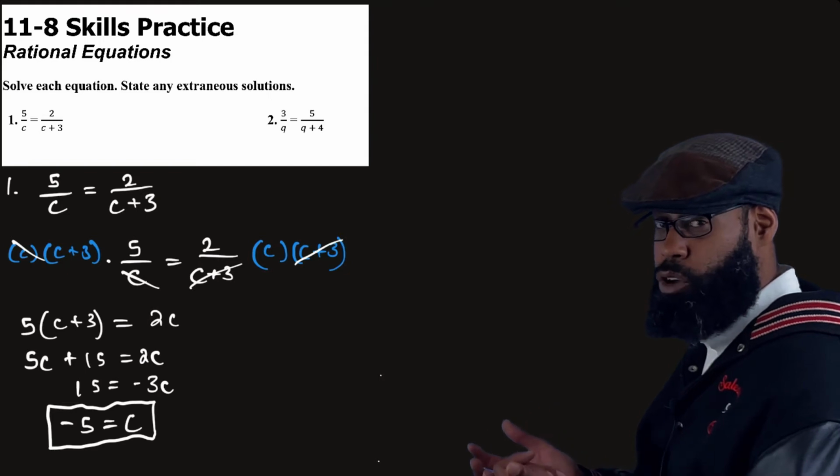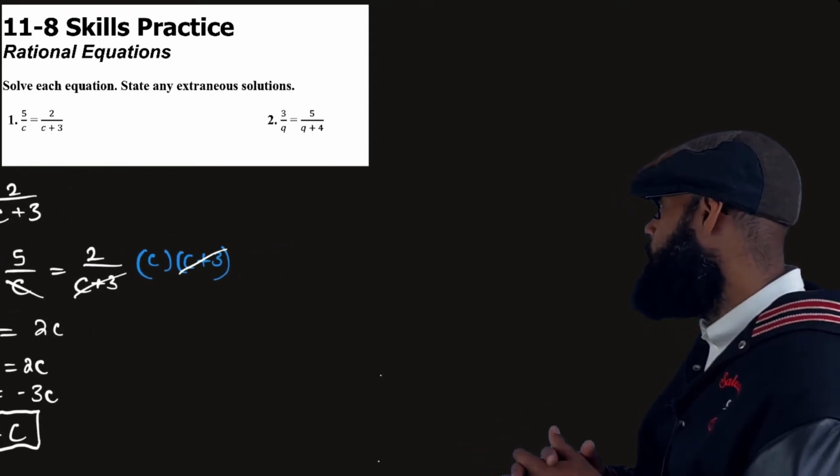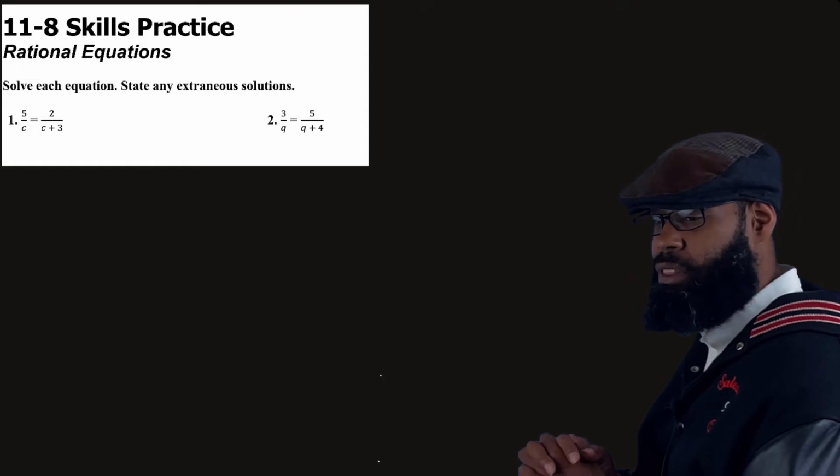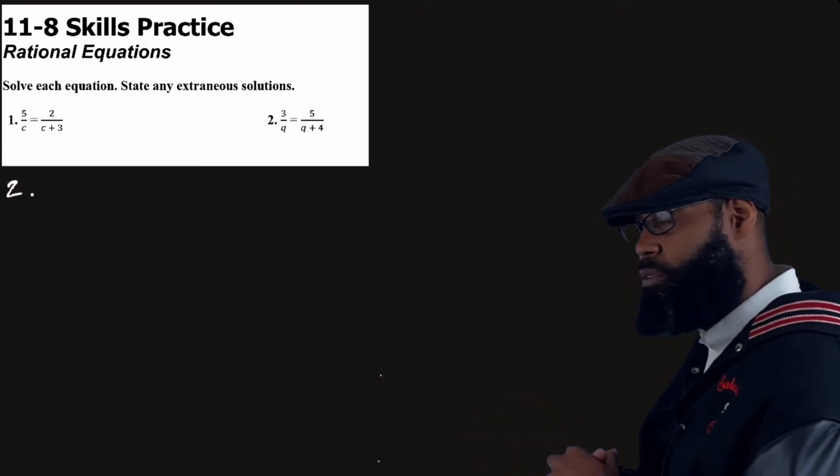Got it. And again, how do we do that? Well, we could have cross multiplied, but no, we went ahead and multiplied both sides by the same value, and that value was a common denominator that we found.